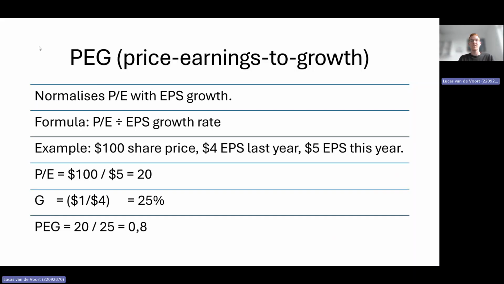Generally speaking, a PEG ratio of roughly around 1 is considered to be fairly valued. Higher would be overvalued, lower would be considered undervalued. So this company would be fairly valued, but probably leaning a little bit towards being undervalued.